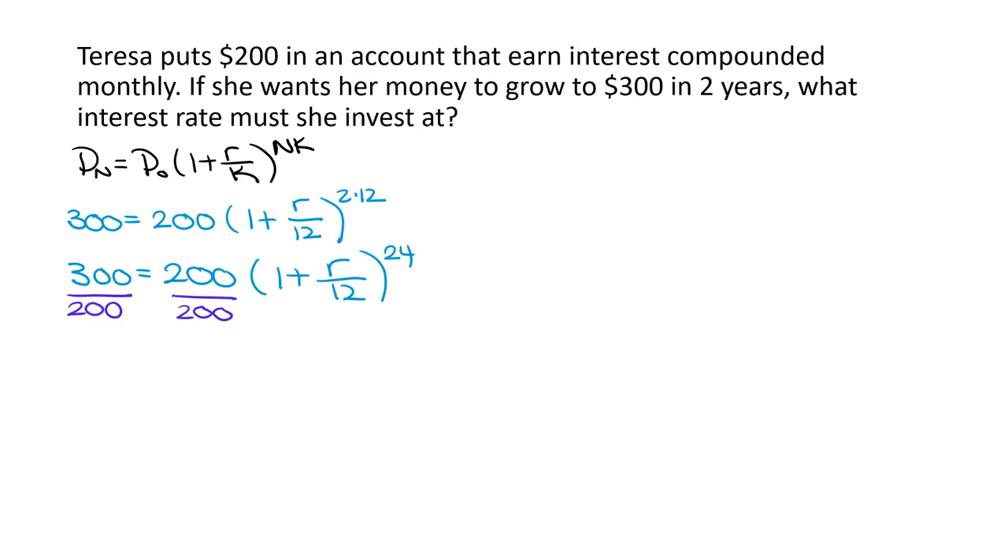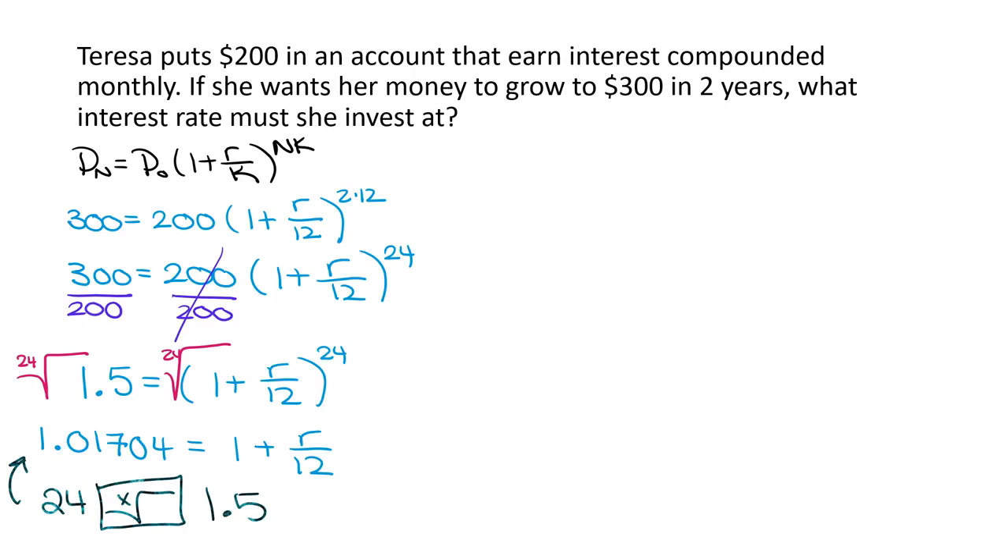Okay, so we want to isolate the R, so the next step is divide both sides by 200. On the left-hand side, I ended up getting 1.5. So 1.5 equals 1 plus R divided by 12 to the 24. And then the next step is to get rid of that 24 exponent. The opposite of taking something to the 24th power is taking the 24th root of both sides. I use my calculator for this. On my calculator, I type in 24, and then I have this X root button, and then 1.5.